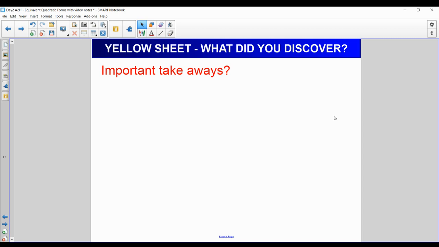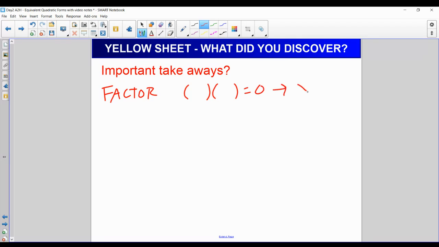All right, in doing that, what did you discover? Some things that I hope you saw was that if we factor and solve our parentheses equal to 0, we're going to get the x-intercepts. If we get the x-intercepts, the line of symmetry is halfway in between.